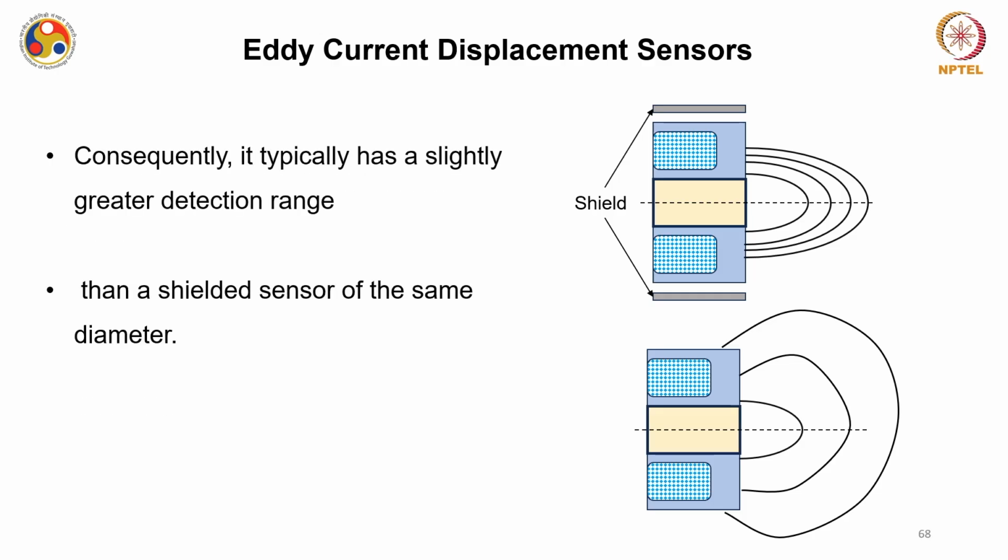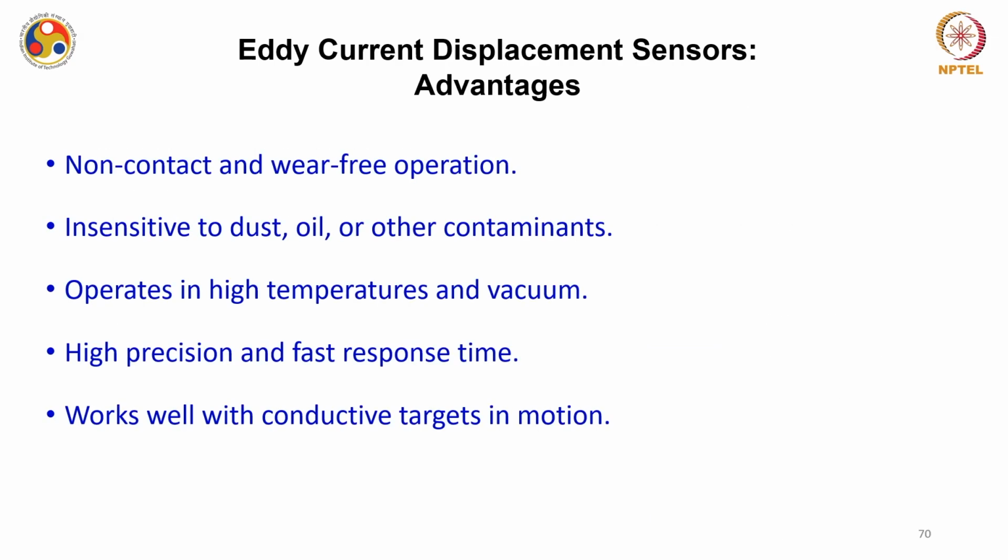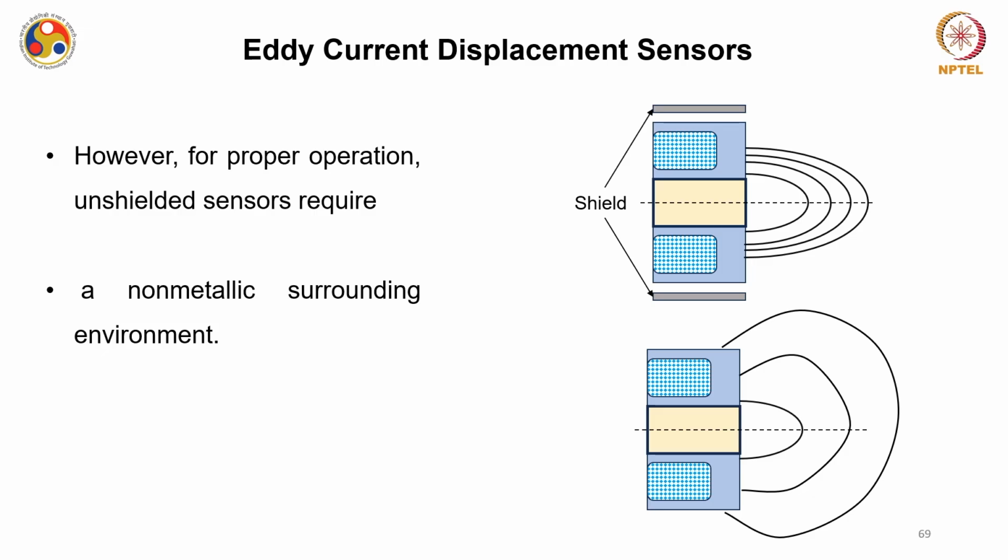Consequently, it typically has a slightly greater detection range than a shielded sensor of the same diameter. However, for proper operation, an unshielded sensor requires a non-metallic surrounding environment, which means that it cannot be embedded into metals. That is one of the biggest disadvantages of the unshielded eddy current displacement sensor. So you always require a non-metallic surrounding environment. And that is why most of these eddy current displacement sensors are based on this shielded effect.